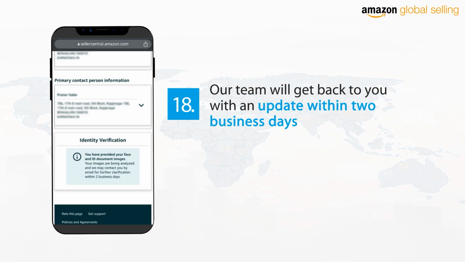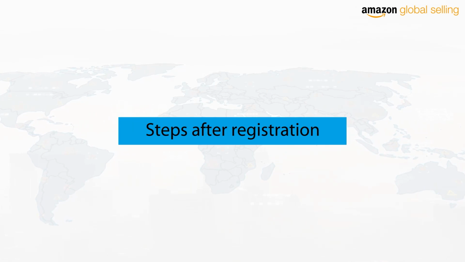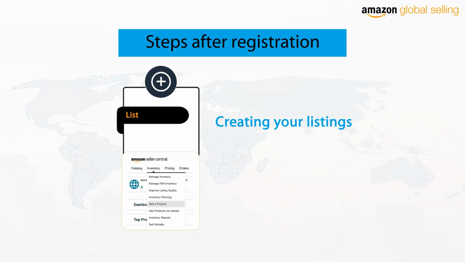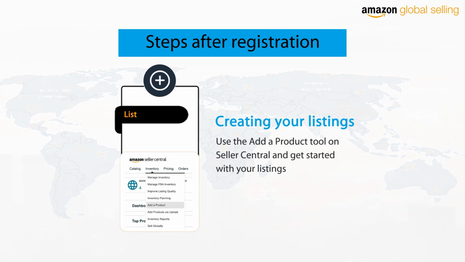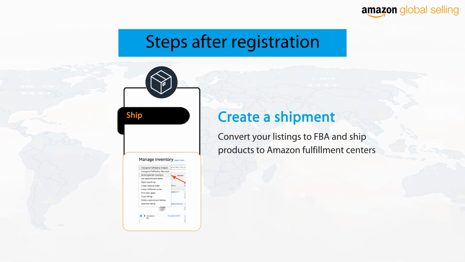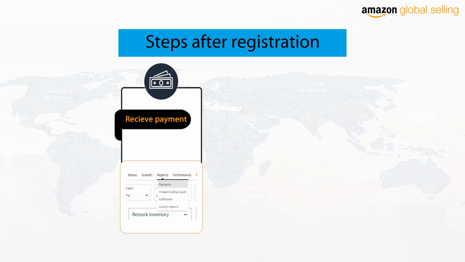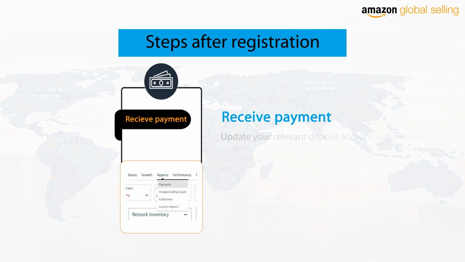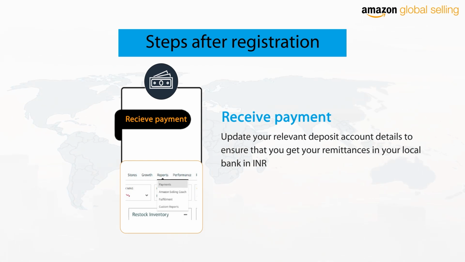Now we're going to look at some of the next steps after registration. Mainly that is going ahead and creating your listings firstly. That is, you can use the Add a Product tool on Seller Central and get started with your listings. Next, you can go ahead and create a shipment on Amazon Seller Central. You can convert your listings to FBA and ship products to Amazon fulfillment centers. Lastly, once you've launched on Amazon and have made sales, then you would need to ensure that you receive payments in the correct manner. So you can update your relevant deposit account details to ensure that you get your remittances in your local bank in INR.